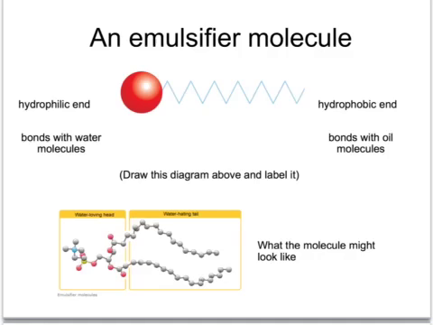You might be expected to draw a molecule such as that and to label it in that way. The actual emulsifier molecules look like this diagram at the bottom. They have these water-loving or hydrophilic heads which can attract to water, and then they have these long water-hating tails or hydrophobic tails which attract to oil.